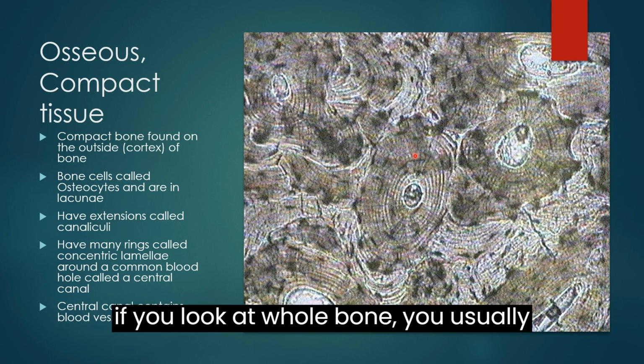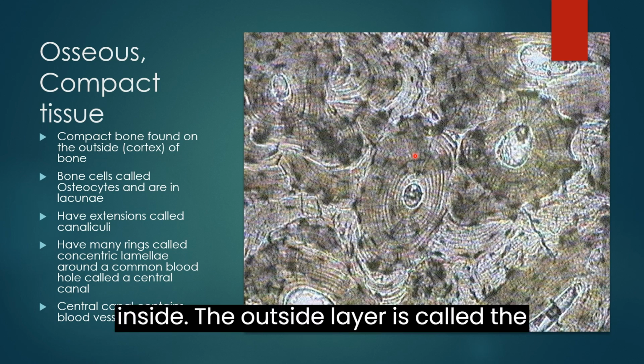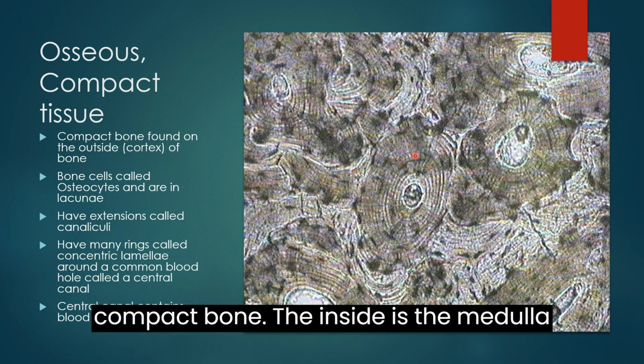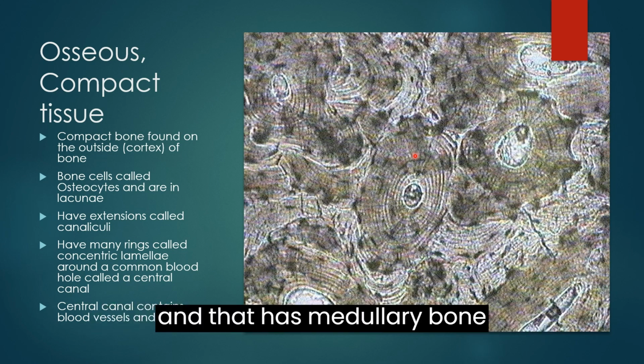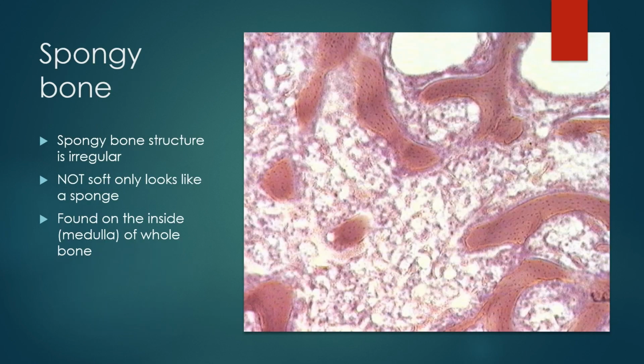Now, one thing I will tell you is if you look at whole bone, you usually have 2 layers, the outside and the inside. The outside layer is called the cortex, and that's what's made out of compact bone. The inside is the medulla, and that has medullary bone, which is called spongy bone, which I'll show you now.